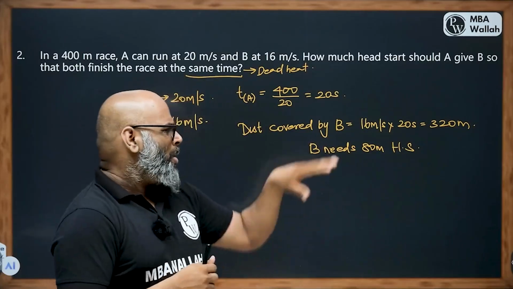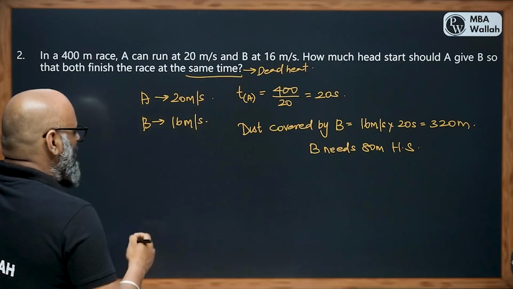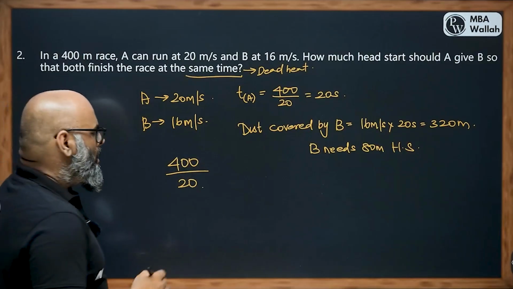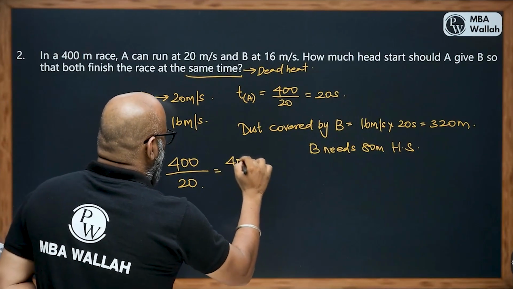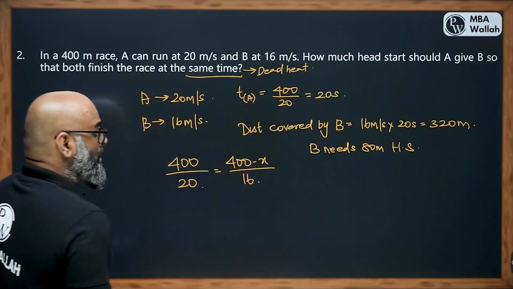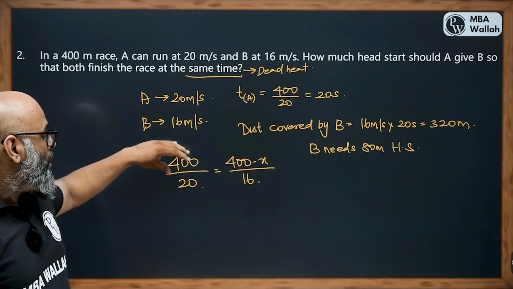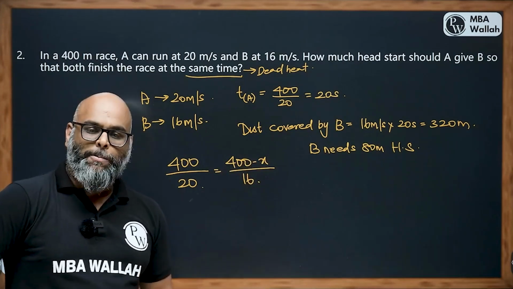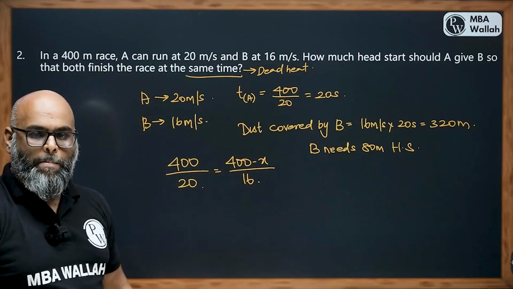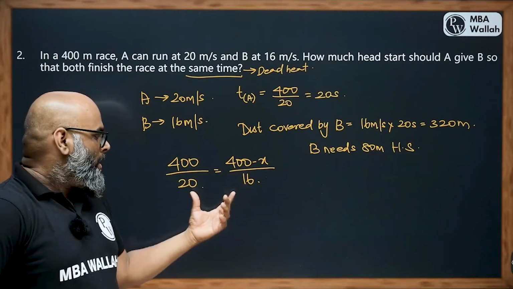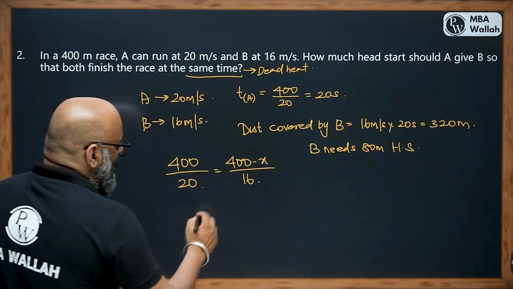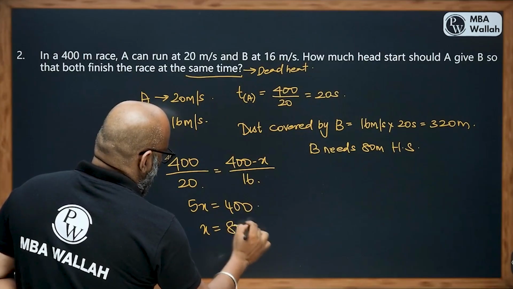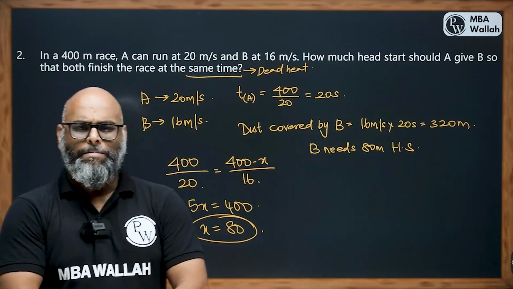That's our answer. You can solve it this way, or the other logic would be when A covers 400 meters in 20 seconds, in the same time B would cover 400 minus X at 16 meters per second. When A covers 400 meters at 20 meters per second, B covers 400 minus X meters at 16 meters per second. This is time taken by A. This is time taken by B. They both should be equal. Under this condition, we can solve for X. You solve for this X, you will get 5X is equal to 400. X is equal to 80. Simple idea, and we are through.